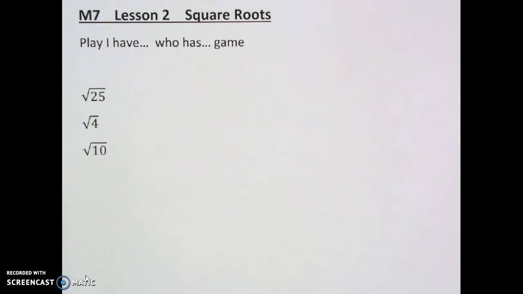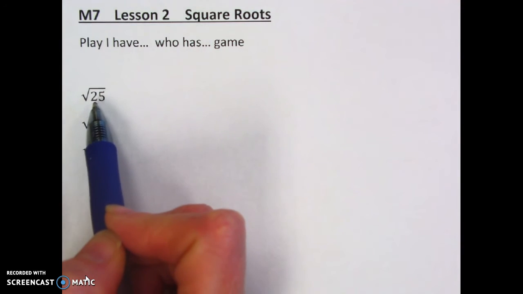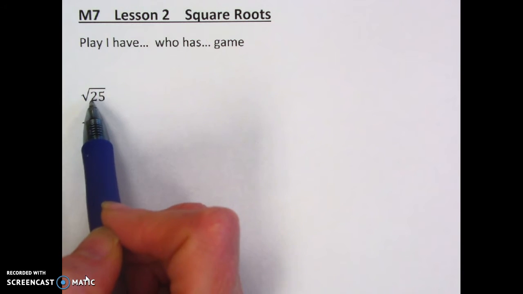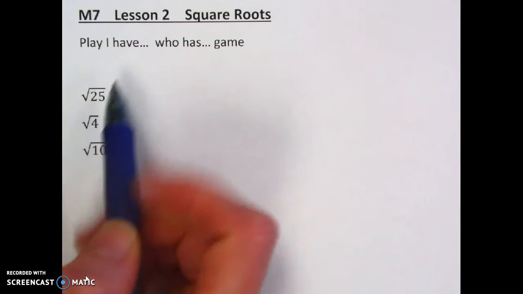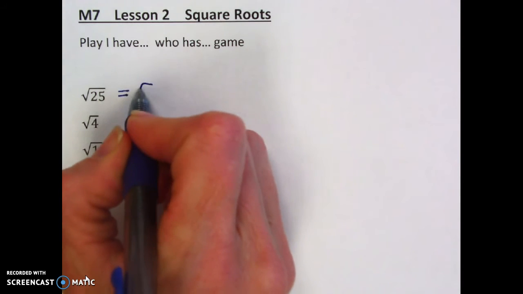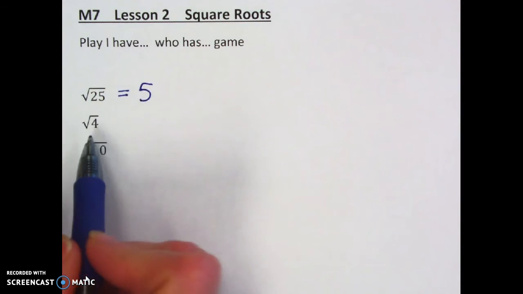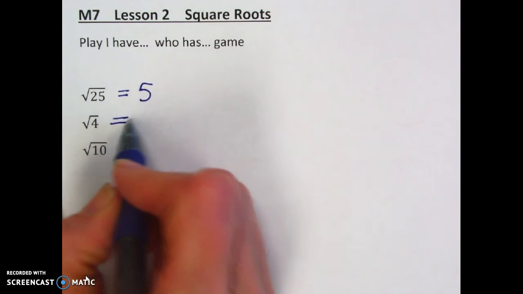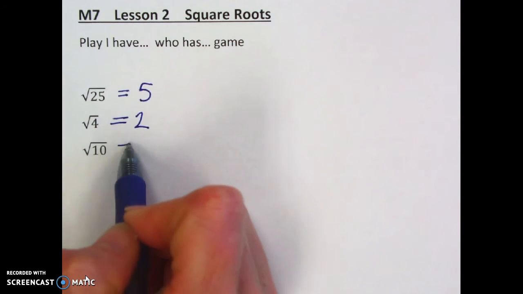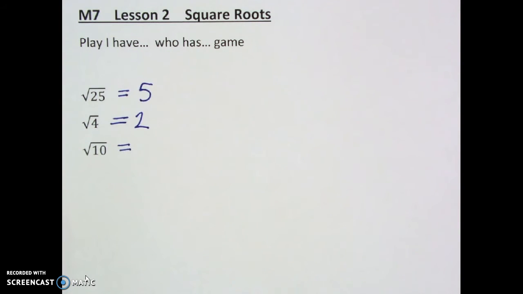So taking the square root of something, it is asking you what number times itself equals the number inside. So you're looking for what number times itself equals 25. So in this problem, you get 5. Now the next one, what number times itself equals 4? You should have 2. And the last one here, what number times itself equals 10?